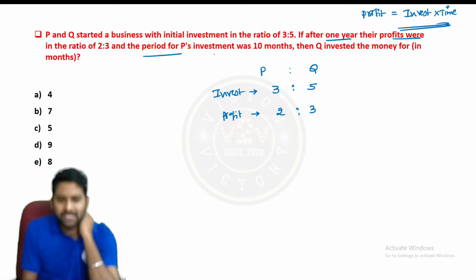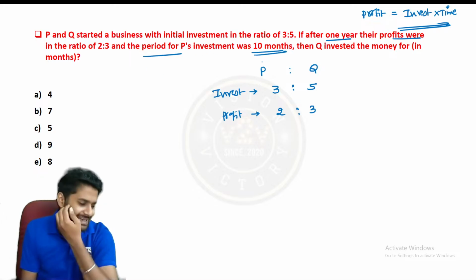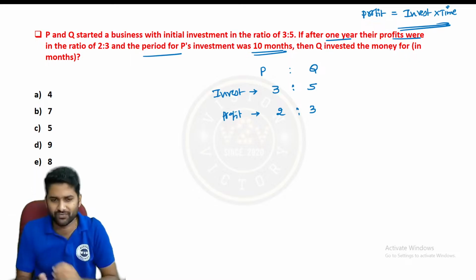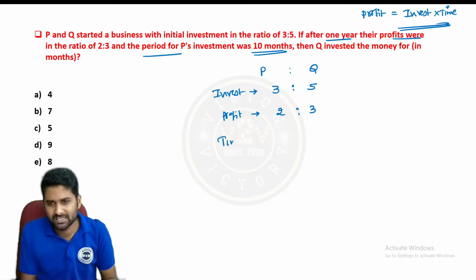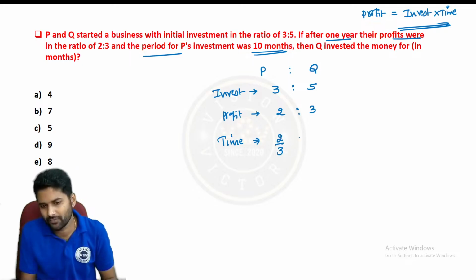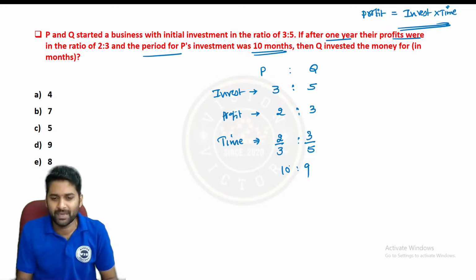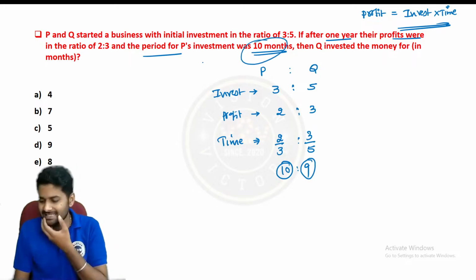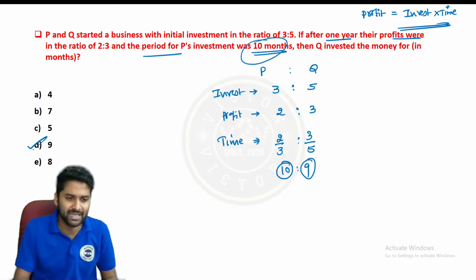The period of P's investment was exactly 10 months. For how long did Q invest the money? You just identify the duration for Q. And you already know that time always equals profit by investment. 2/3 as a fraction, 3/5 as a fraction. Now the respective duration is 10 is to 9. Now see, if P is there for 10 months, then Q must be there for 9 months, according to our comparison.